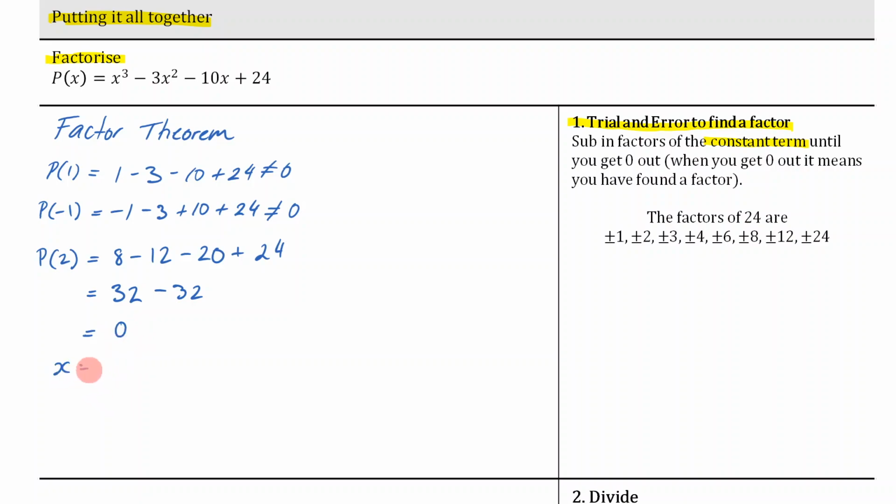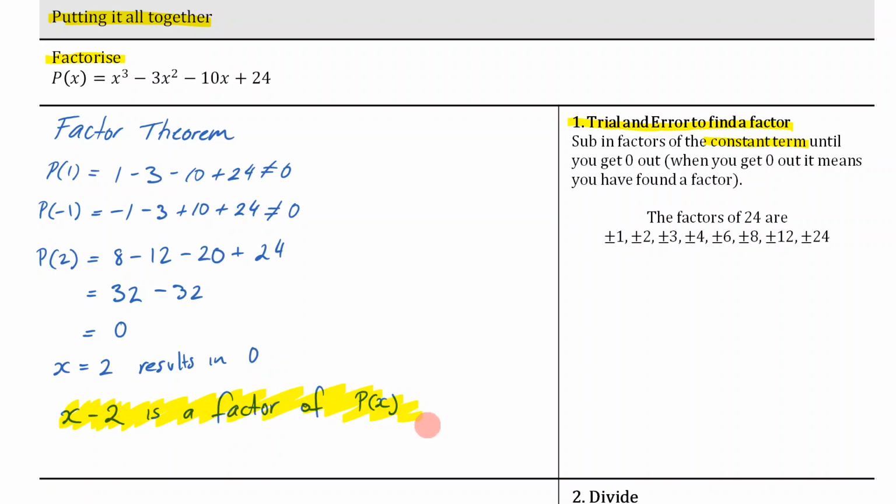So x equals 2 results in 0. So what does that mean? What that means is x minus 2 is a factor of p of x. So that is a very important statement right there. So x minus 2 is a factor of p of x.